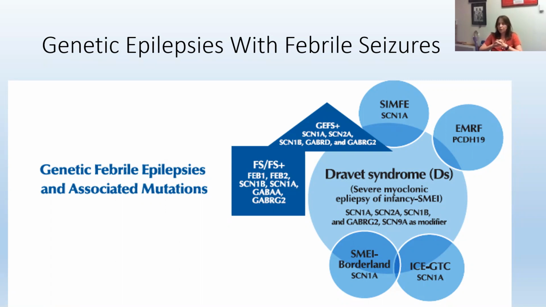And the typical one that we think about is what we call GEFS plus, or genetic epilepsy with febrile seizures plus. So it's children who many times have a family history of febrile seizures, or a family history of febrile seizures that then evolve into epilepsy. It's usually autosomal dominant, and many times it might be an epilepsy that does not get to the worst spectrum, which would be Dravet syndrome, but might stay in children who have febrile seizures that go beyond the age of 6 or 7 years.